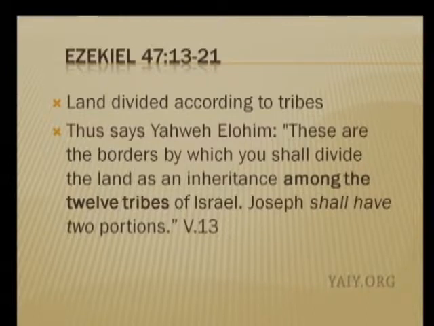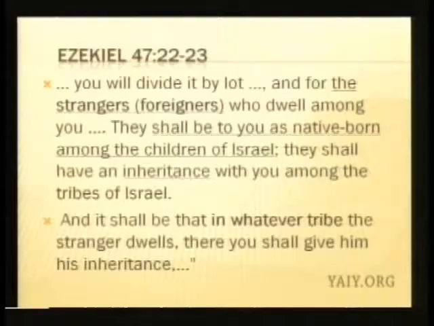Ezekiel 47, the land's going to be divided according to tribes in the last days. That's probably in the millennial kingdom here. Thus says Yahweh Elohim, these are the borders with which you shall divide the land as an inheritance among the 12 tribes. Joseph, you're going to get two portions. Here's something pretty good for the strangers, the non-physical Israelites. They get to select which tribe they want to live with, and then in fact, they get to select the land that they want. Good deal for them.